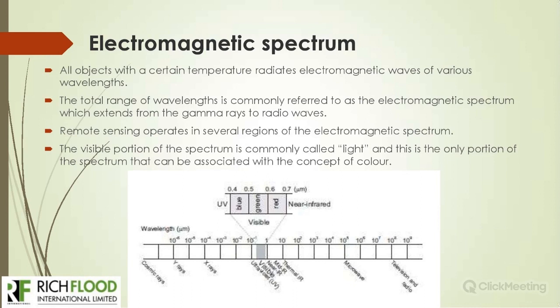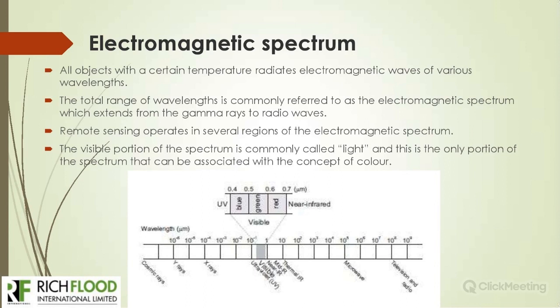And also, remote sensing operates in several regions of the electromagnetic spectrum, like I've explained before, and the visible portion of the spectrum is commonly called light. And this is the only portion of the spectrum that can be associated with the concept of color. So the concept of color, whereby you have the blue, the green, and the red, which we are familiar with in our studies of physics of the primary and the secondary colors, is within the visible range.